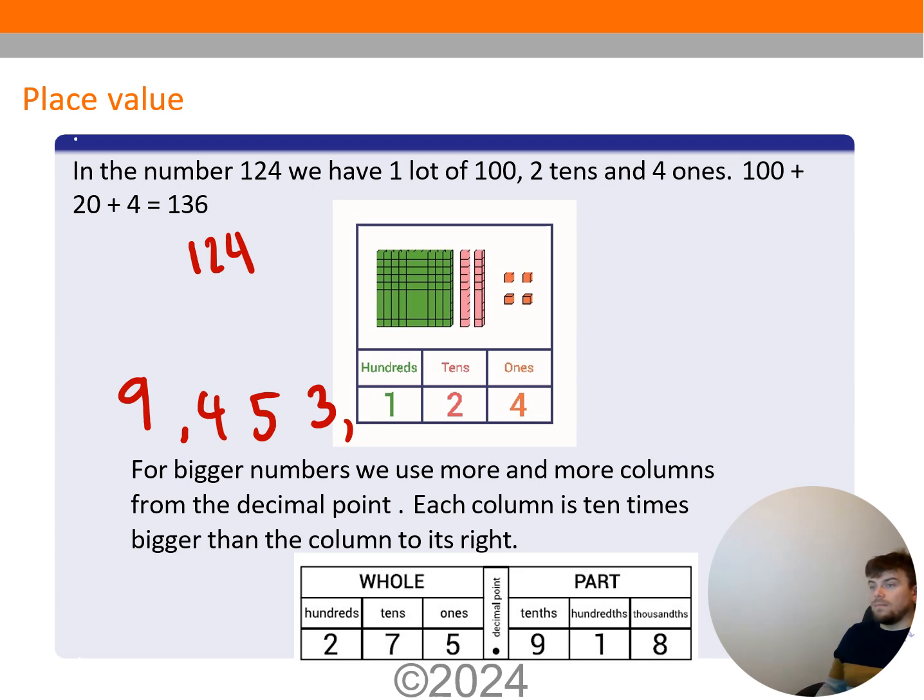So we've got 275.918. This means we've got 2 hundreds, 7 tens, 5 ones, 9 tenths, which is smaller than 1, 1 hundredth, and 8 thousandths. So these get smaller and smaller and smaller. We're also going to look at how we can break down a number.